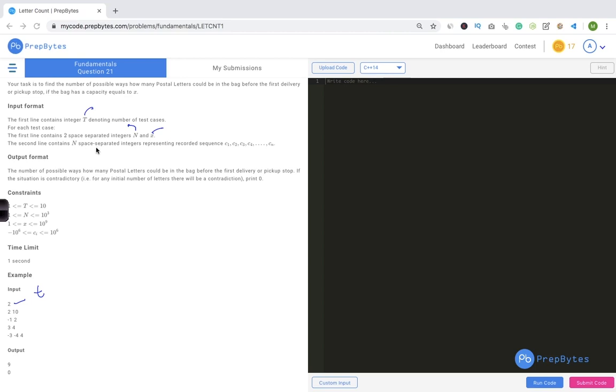The second line contains n space-separated integers, representing the recorded sequence C1, C2, C3. So basically these are the changes. In this case, this is the T, this is going to be my N, and this is the capacity.